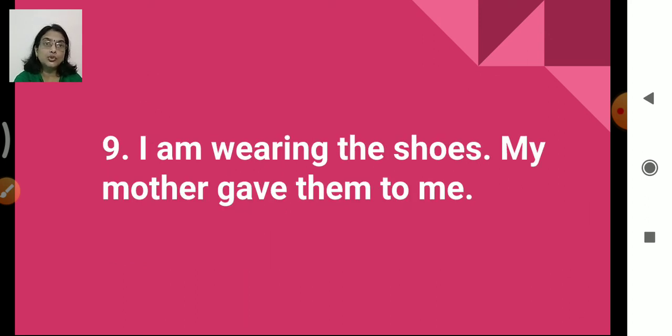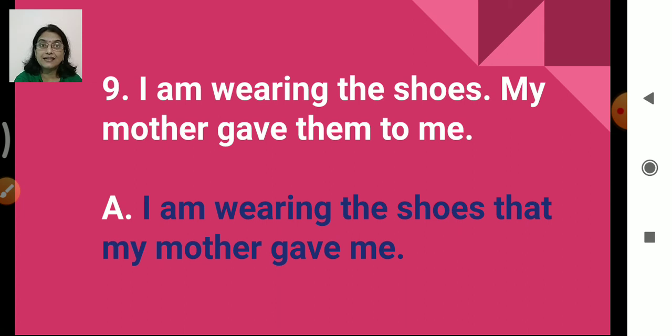I am wearing the shoes. My mother gave them to me. "Them" means what here? Shoes, right? We are talking about shoes. So no need of repeating the pronoun here for the shoes. Instead, we'll add "that". So I am wearing the shoes that my mother gave me. So "that" is doing the work for "them", right?